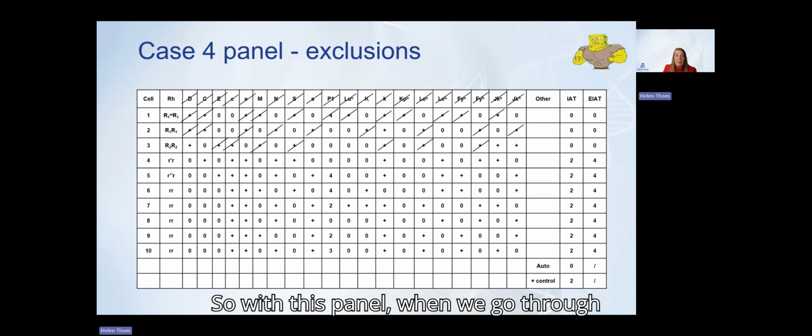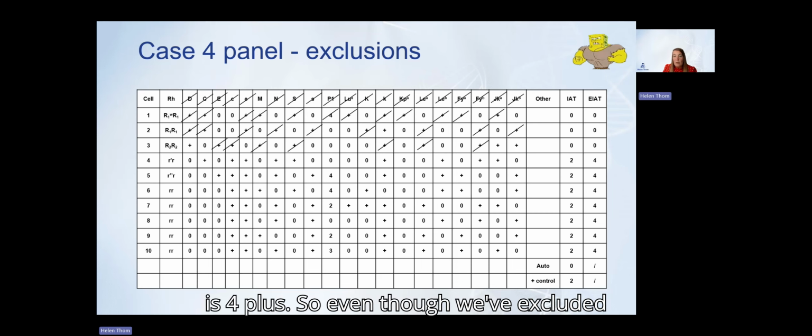So with this panel, when we go through our exclusions, we can actually rule out every antibody that is listed across the top of your antigram, because you can exclude everything in that panel on your first 3 lines. What we do have is positive reactions from 4 through till 10. We've got uniform reactions in IAT, which are 2+ strength. We also have uniform reactions in enzyme IAT, which is 4+.